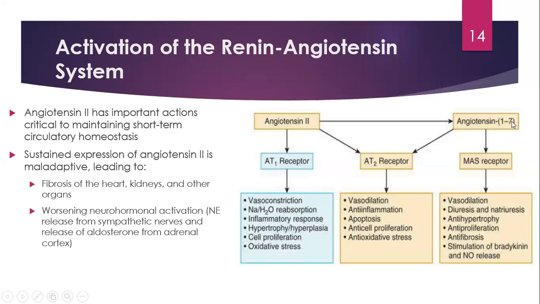Angiotensin 1-7 can act through receptors that are called the MAS receptor. When it acts through this Mas receptor, it produces beneficial effects: vasodilatation, diuresis, anti-hypertrophy, and nitric oxide release. So the AT1 receptor is the bad receptor. It's what causes the production of the harmful effects of angiotensin 2.